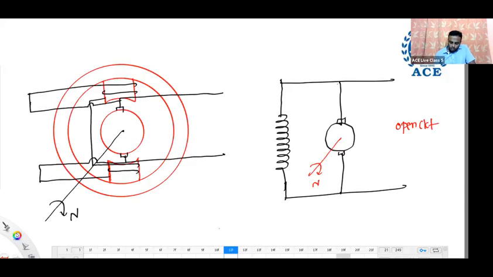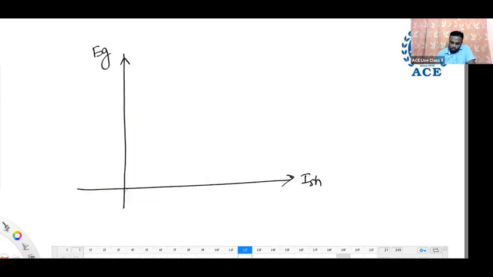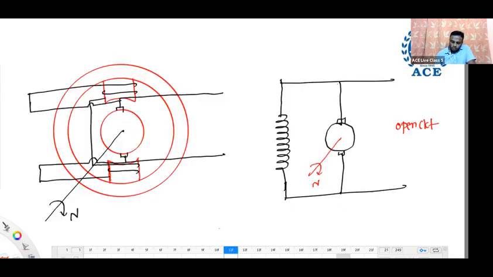Tell me what is the field current now here? 0. Because no current, no voltage initially. That's why field current is 0. Whenever field current is 0, now start the generator. Rotate the generator with the prime mover at some speed n in clockwise.